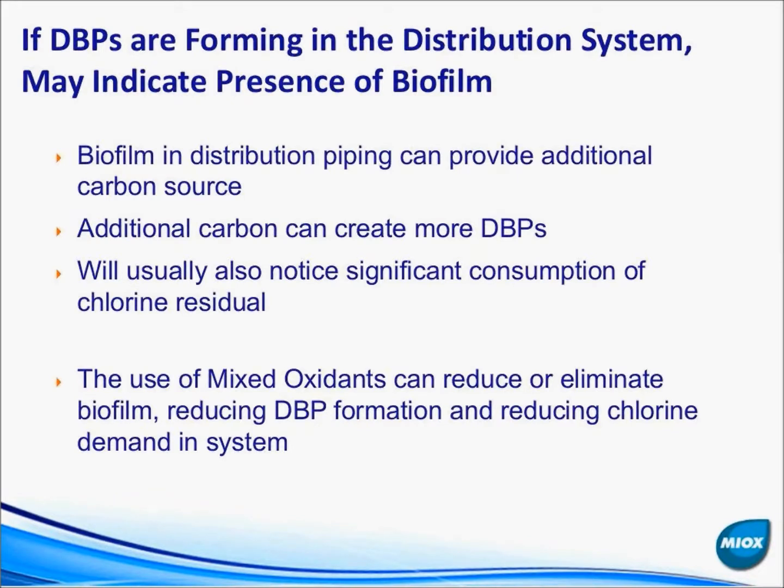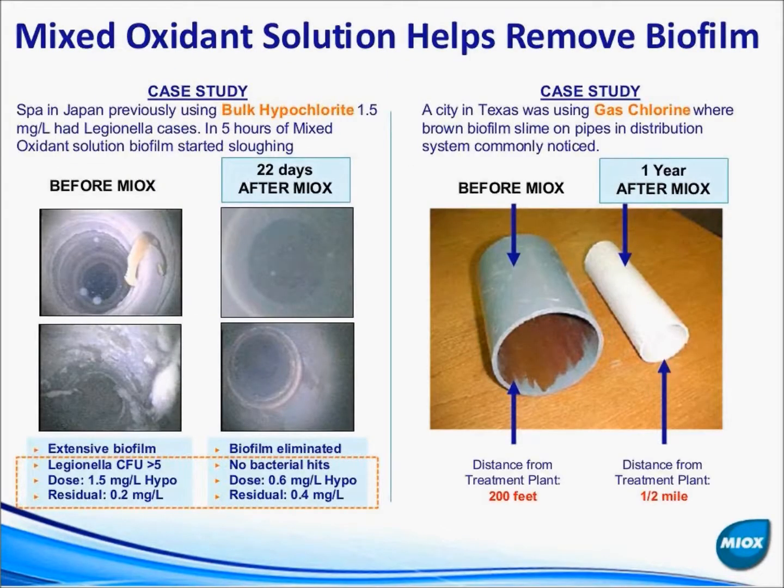and it is actually acting as two things. It's acting as a source of chlorine demand, as well as an additional carbon source for producing additional disinfection byproducts. So if you see those types of things in your system and you're struggling with disinfection byproduct formation, it's a really good indication that you may have a biofilm problem in your system. And in that case, mixed oxidant is an ideal solution to simply replace your chlorine usage, switch it out with mixed oxidant, and clean that system up and improve your disinfection byproduct formation.